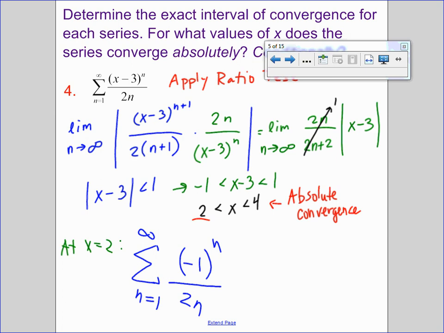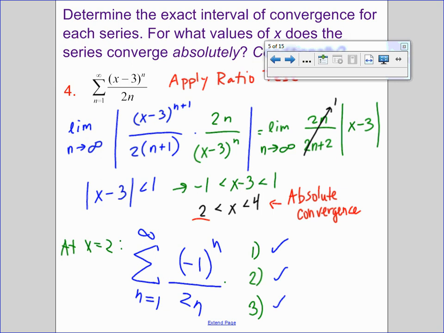How could it still converge? It could converge if we satisfy the requirements of alternating series because I've got that negative 1 to the n. So this does not converge absolutely, but I've got alternating terms. Check. I've got terms decrease in magnitude. Yes, as n increases, the value of the fraction decreases forever after. And is the limit of the nth term 0? Yes, the value of the nth term will approach 0 as n goes to infinity.